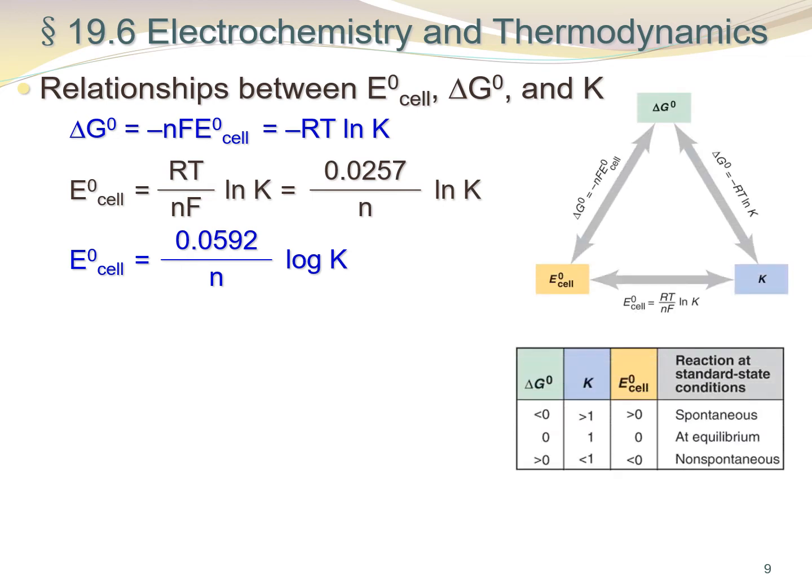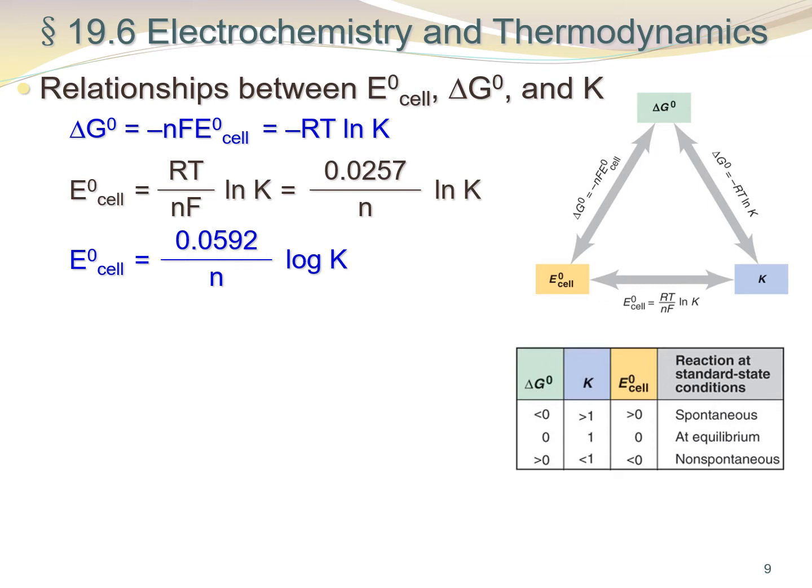Like I said, E0 of cell, delta G0, and K form a triangle relationship. And from those equations, we are now perfectly clear about just what kind of value we're looking for in order to predict the spontaneity of the process.